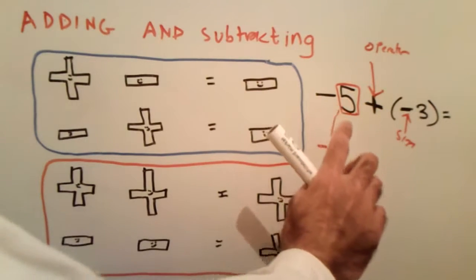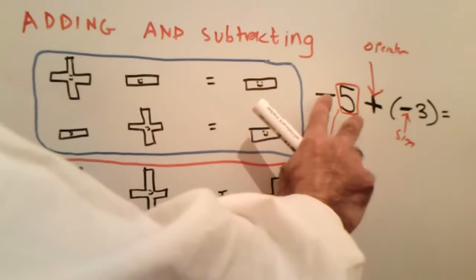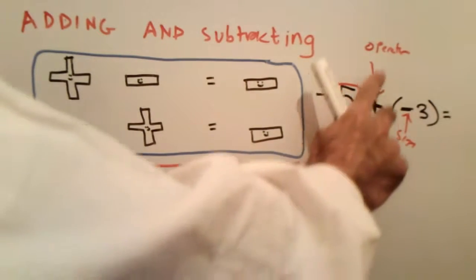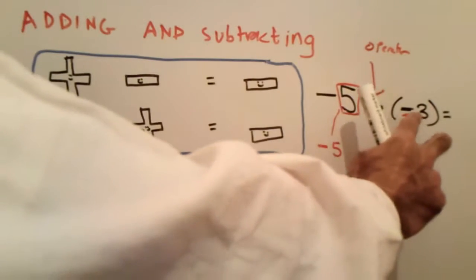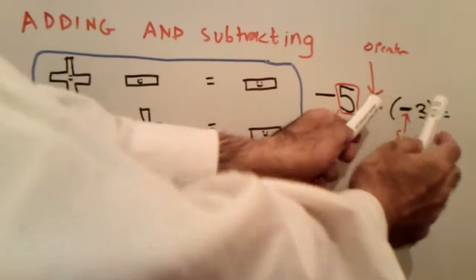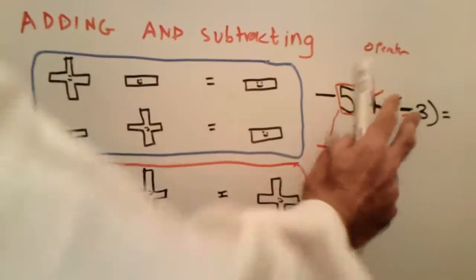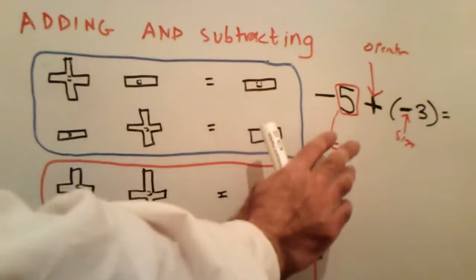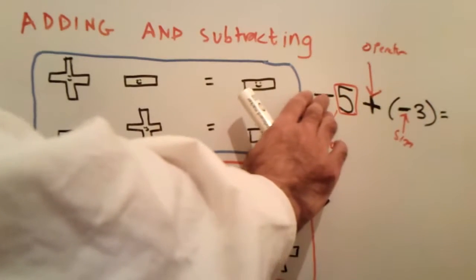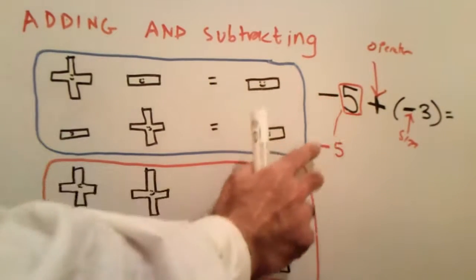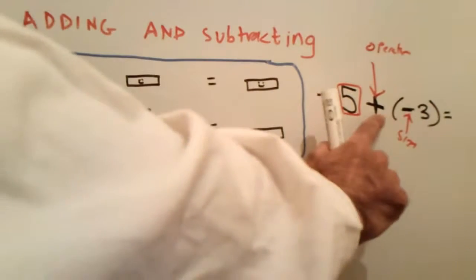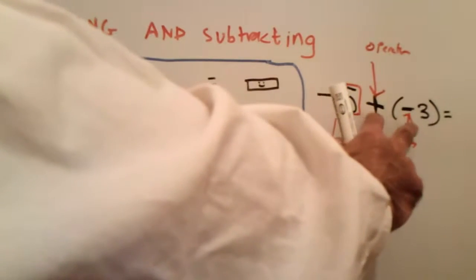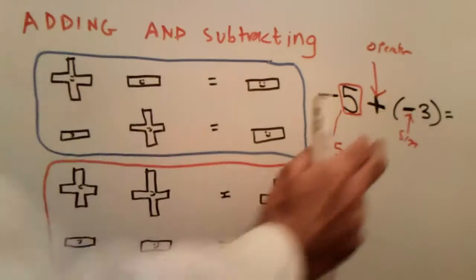Now looking at our diagram again, the sign of this 5 is not touching anything, is it? Only our operator and the sign of this number are actually touching. This one is not touching anything, so we can ignore it. We can leave that as negative 5. But let's look at these two symbols, the operator add and the sign of this number, negative 3.